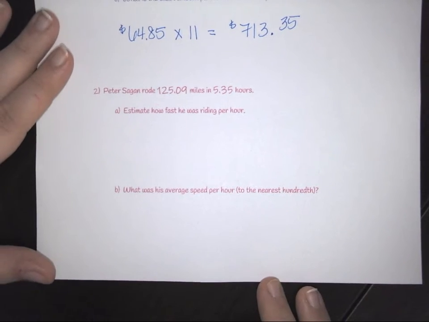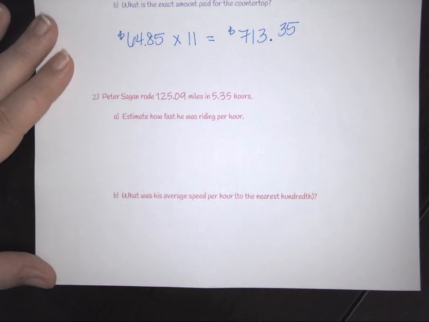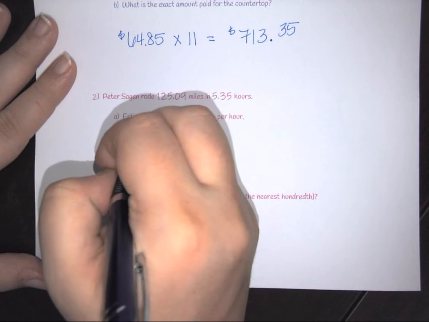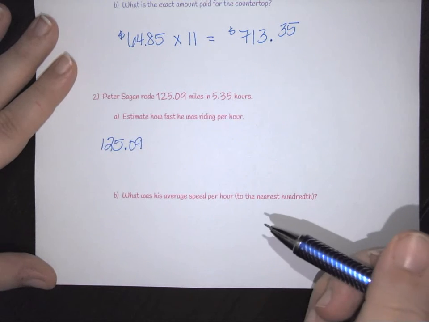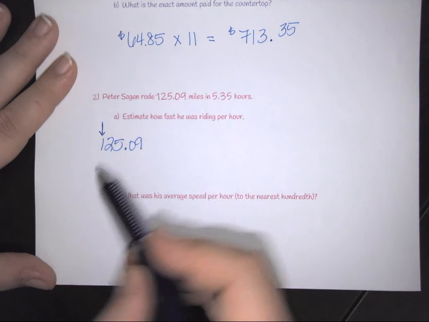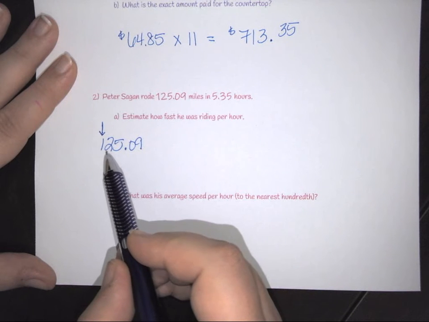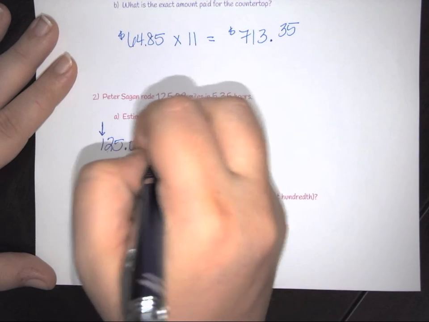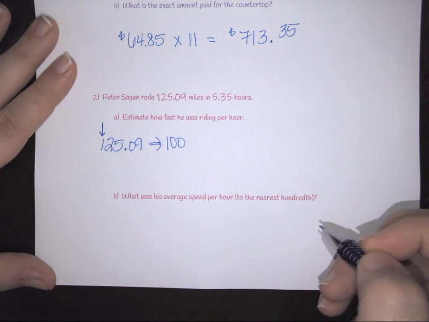Now this next one says that Peter rode 125.09 miles in 5.35 hours. The first part wants to estimate how fast he was riding per hour. So we have 125.09. We have to look at the leftmost digit. So that's going to be this 1 here. So the 2 next to it is going to tell us what to do. 2 is less than 5, we round down. Because the 1 is in the 100 spot, this is going to round to 100.